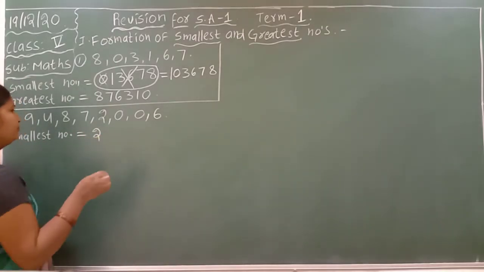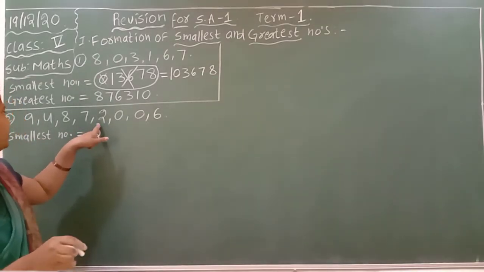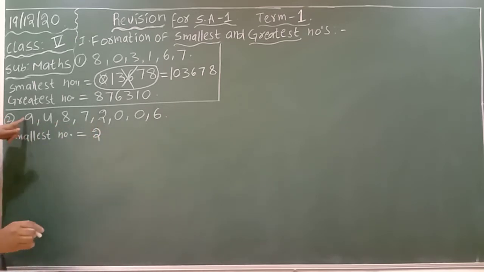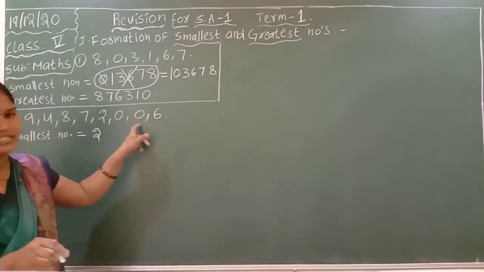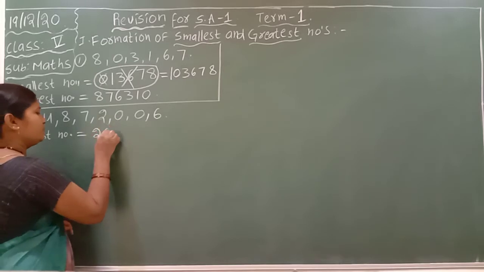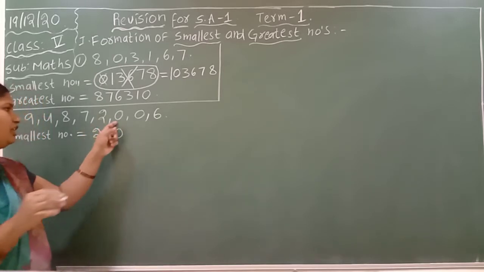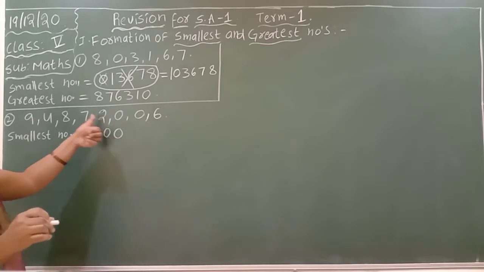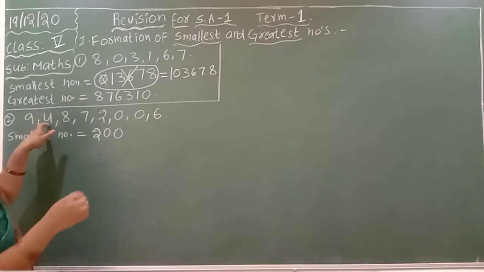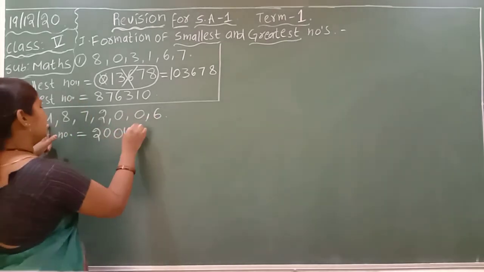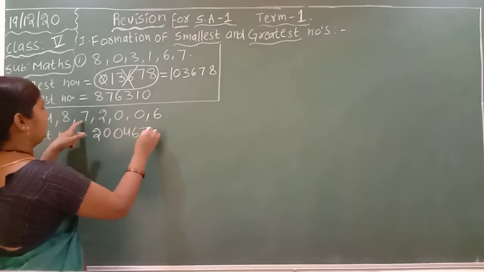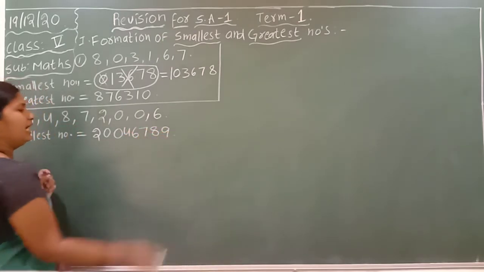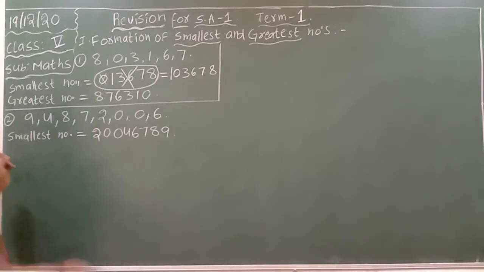Write down 2. After 2, the next number, that is 6. Yes, write down 0, 0. They gave 0 two times, so we have to write it two times also. After that, which is the small number? Yes, 4, 6, 7, 8, 9. Okay, now write down the greatest number.